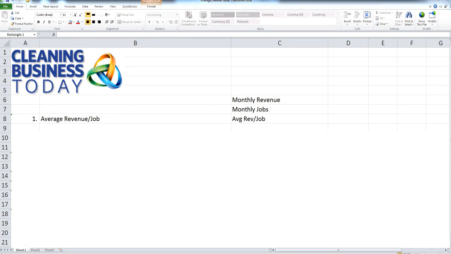When you sign up a new customer, do you ever wonder how much revenue you're going to be generating off of that customer over their lifetime with your business? My name is Tom Stewart for Cleaning Business Today. In today's daily tip, we're going to show you how to calculate the average lifetime value of a customer.